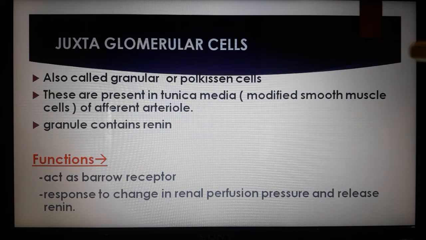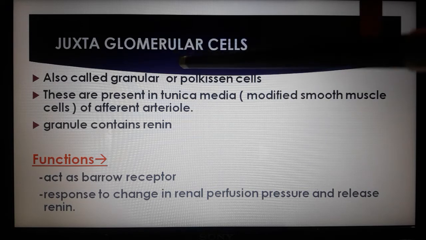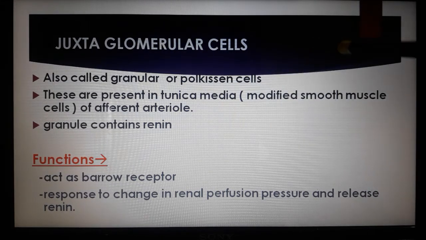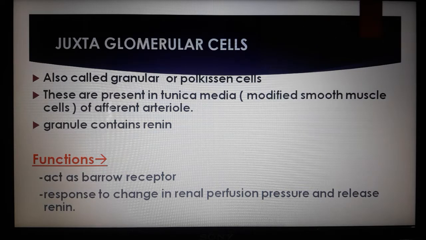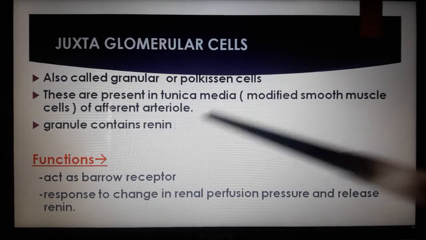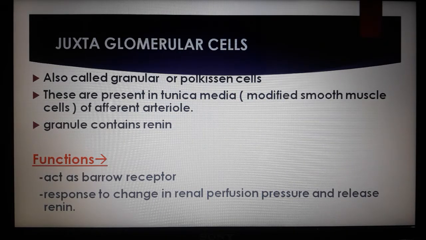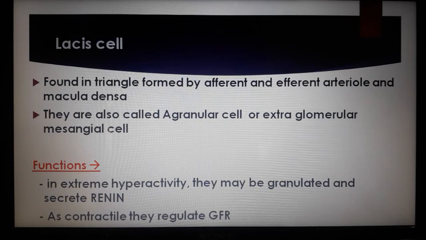Juxtaglomerular cell. These are also called the granular cell or the Polkissen cell. These are present in the tunica media of the afferent arteriole. Some authors say it is also present at the efferent arteriole. They are modified smooth muscle cells and the granules contain renin. Function: it acts as a baroreceptor, responds to change of the renal perfusion pressure and releases renin.